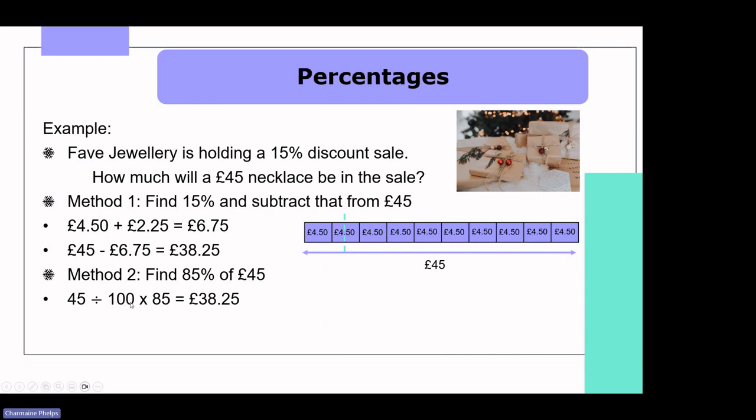So divide by 100 and then multiply by 85. Some of you may be quite quick and spot that a faster way of doing that calculation is in your calculators: just do 45 times 0.85, or if you've got a percentage button on your calculator, feel free to use it. And that goes the same for functional skills assessments as well.